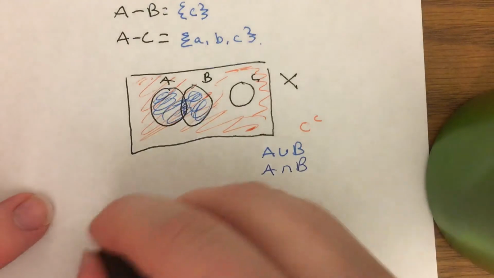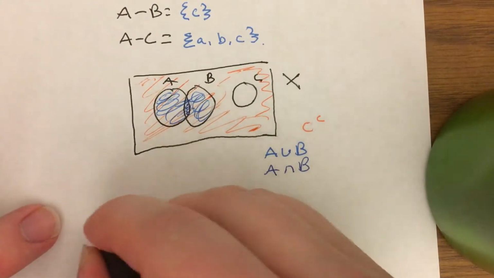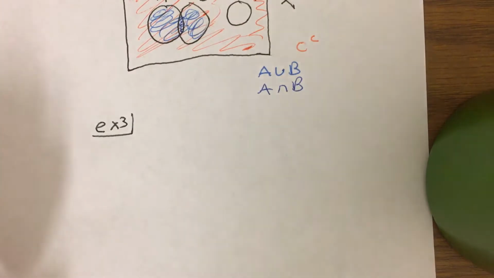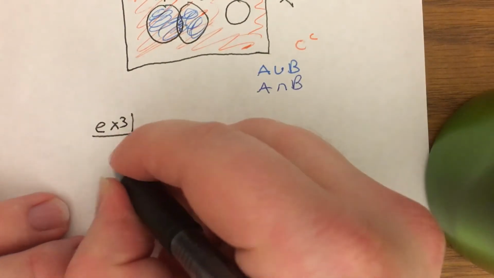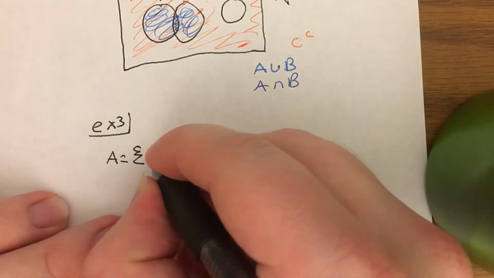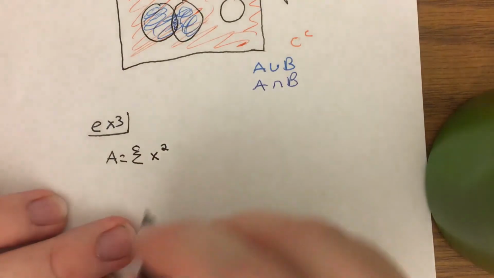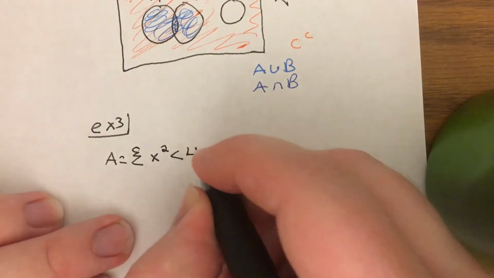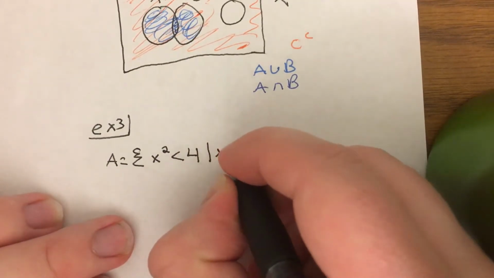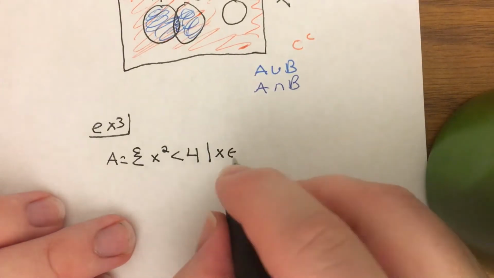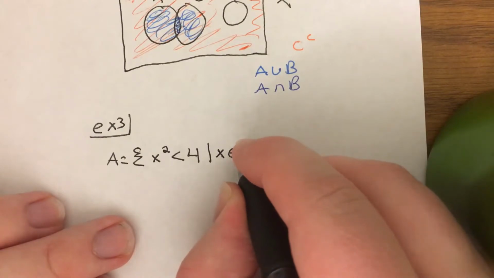Okay, let's get on to example 3. The notation on this one might be a bit harder, so if you have any questions, just comment and I will get right back to you on them. So let's define A to be the set of all things that are x squared is less than 4, where x is a, let's go with integer.